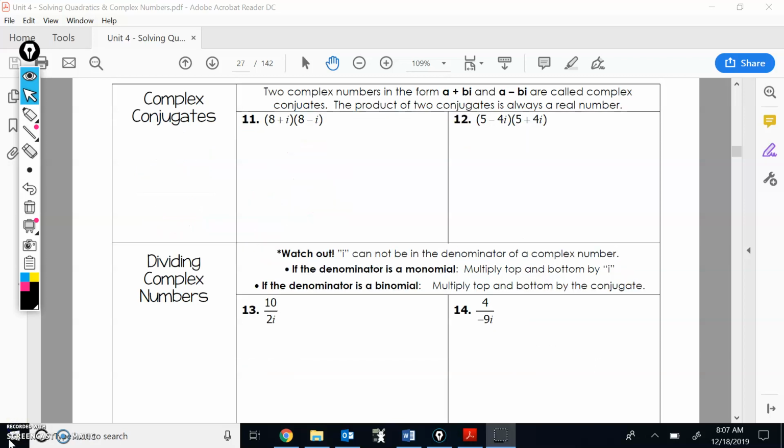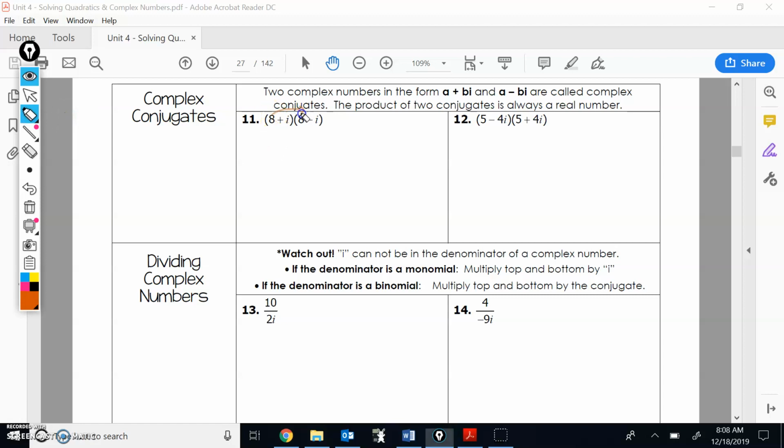Let's quickly talk about an important vocab term called the conjugate. What a conjugate is, it's kind of like the opposite of the complex number you have. For example, if you have a plus in between the a and the b, it's going to be minus, and when you have a minus, it's going to be a plus. So these two terms, the 8 plus i and the 8 minus i, are called conjugates of each other. Let's multiply and see what happens when we multiply two conjugates together.